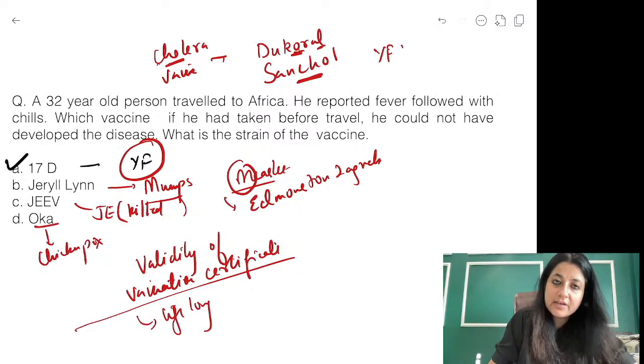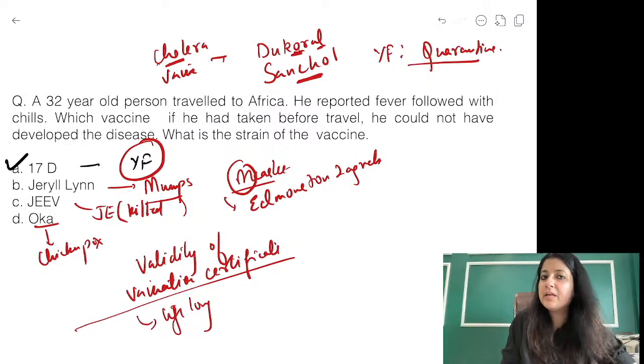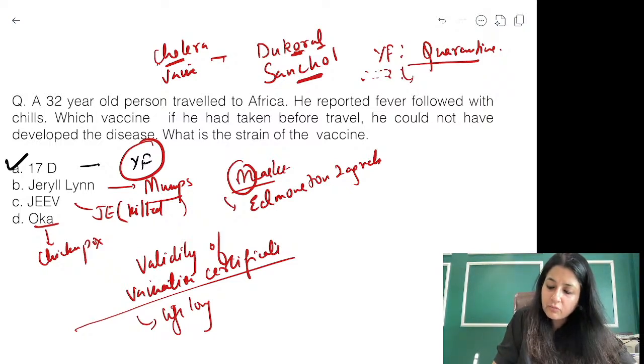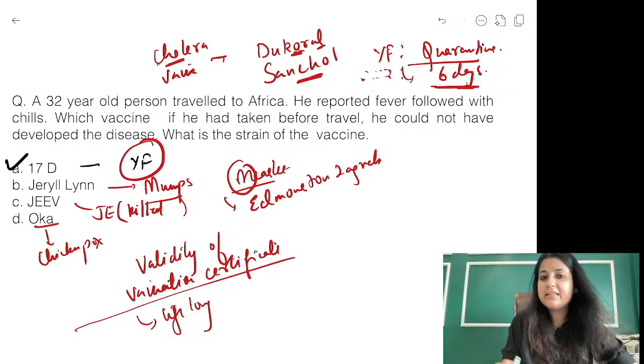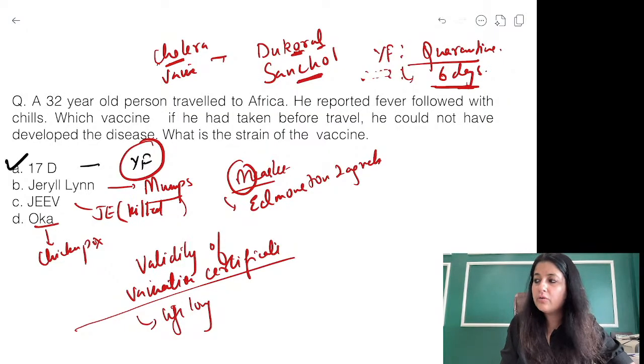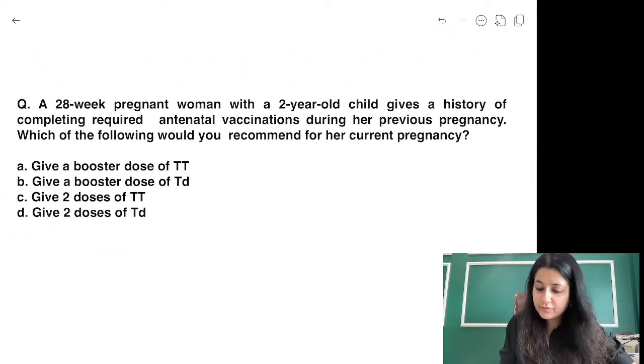When is the quarantine for yellow fever? Somebody has not taken the vaccination. So what is the quarantine period for yellow fever? If somebody has not taken the vaccine, what is the quarantine period for yellow fever, guys? It is 6 days. Don't say 7, it is 6 days. Okay, and we all know it is a live vaccine. Let's move to the next question.